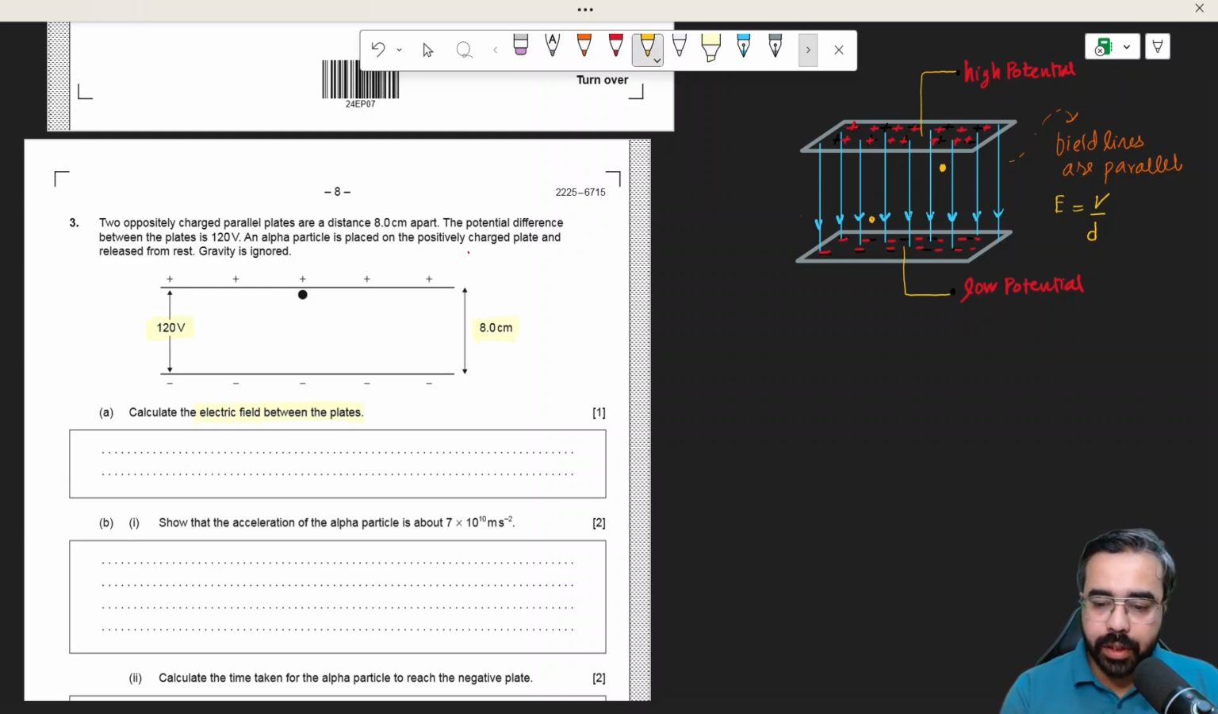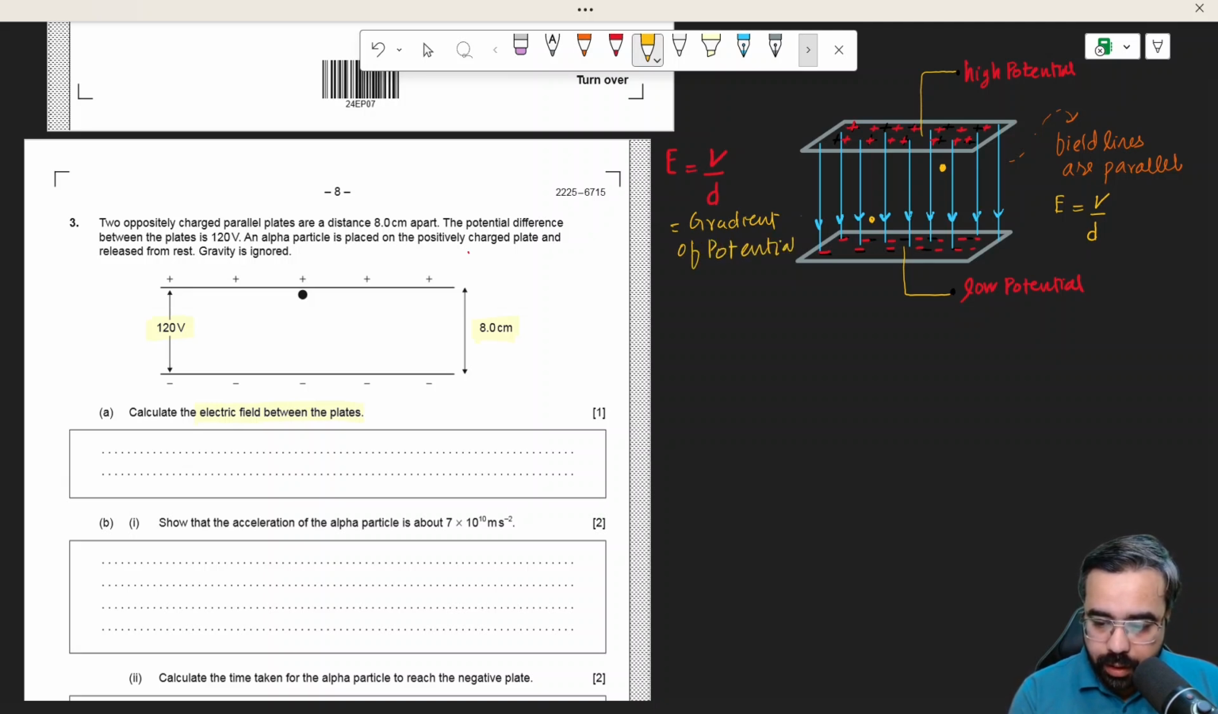This is our first question, and I had explained the concept of uniform electric field. So, electric field strength can be determined as E equals V over D, right? Actually, it is the potential gradient. Remember that it is also the gradient of the potential distance graph, right? Okay. So we know the potential difference, and here the V represents the potential difference.